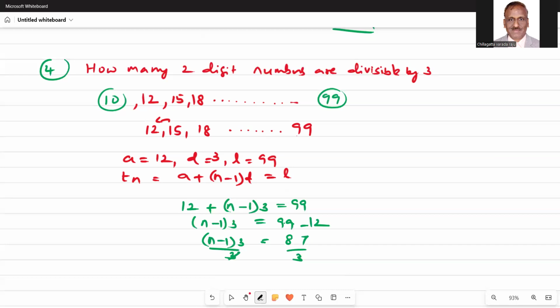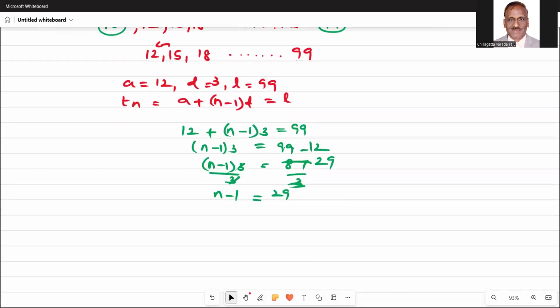That 3 and 3 cancel here. n minus 1 is equal to 87 divided by 3. 3 twos are 6, 3 nines are 27, so 29 times it cancels. Therefore n is equal to what? 29 plus 1. So n is equal to 30. That means there are 30 two-digit numbers from 12 to 99 which are divisible by 3. So there are 30 two-digit numbers which are divisible by 3. So here also we made use of the nth term of an AP.